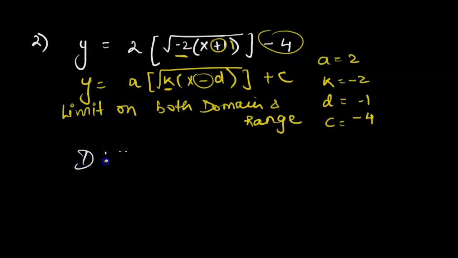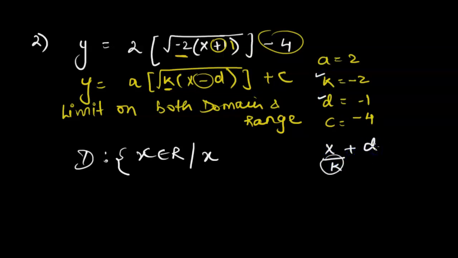Therefore, in order to write the domain, we put set brackets and write x ∈ R, where x is affected by k and d, because the mapping formula is x over k plus d. So k and d are going to affect our x value. K decides the sign. It's negative, so we put a less than or equal to sign, and d decides the value. We are just going to put it as -1.